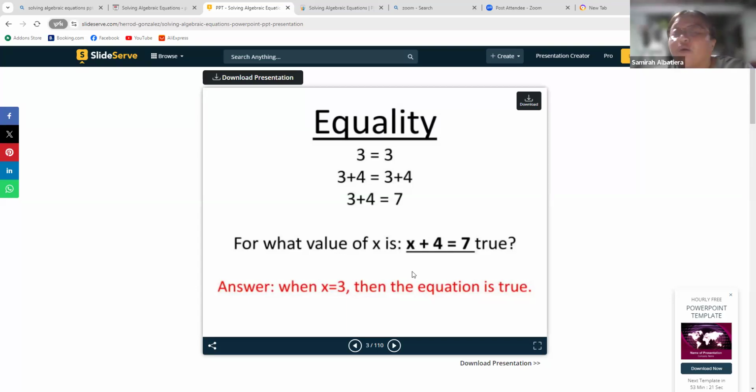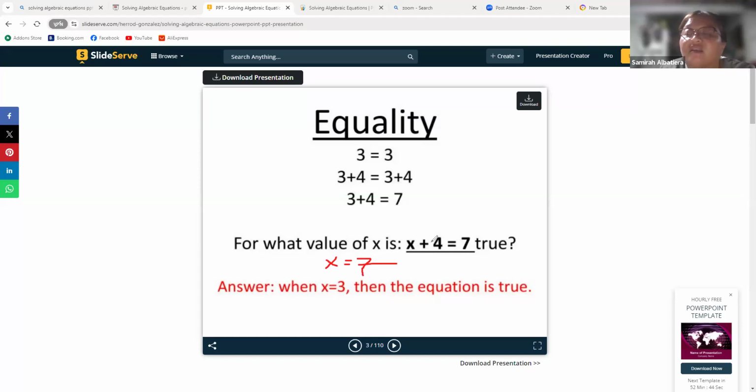How do we get the value of x? Who knows how to get the value of x? Who has an idea? Okay, look at this. x plus 4 equals 7. We were asked to find the value of x. So make sure that the x will be on the left side. And then copy the 7.